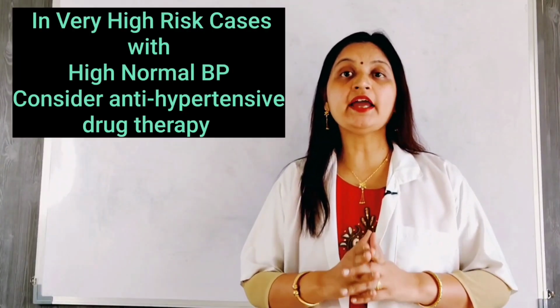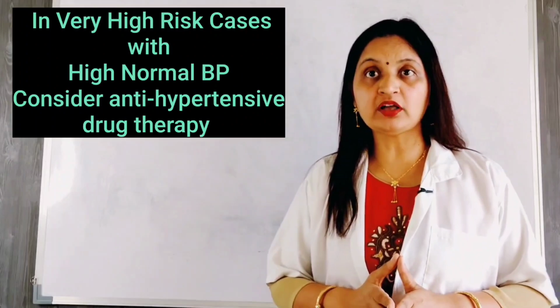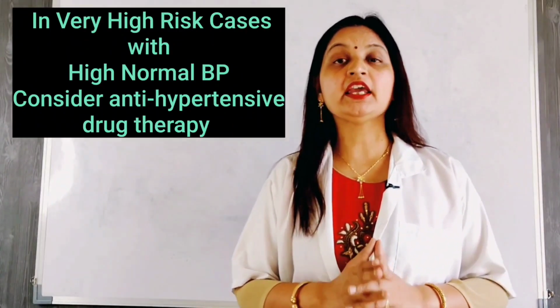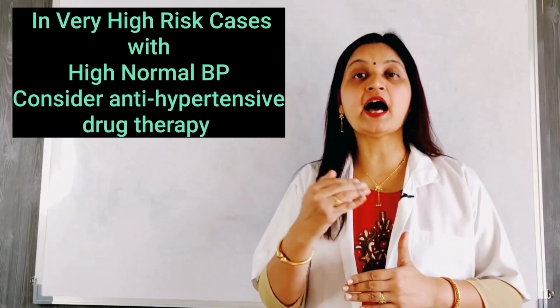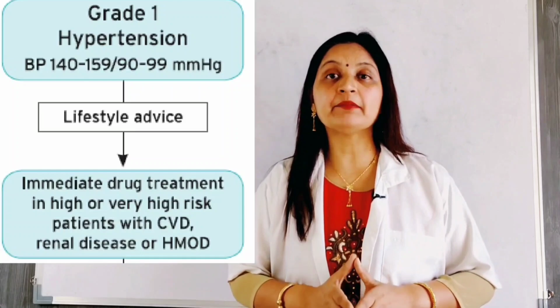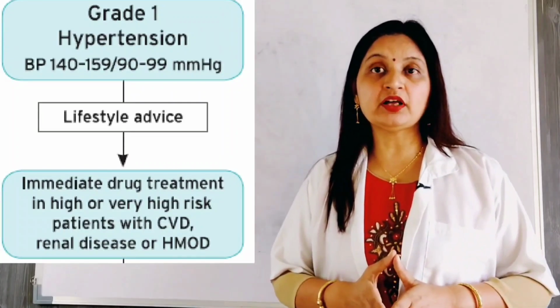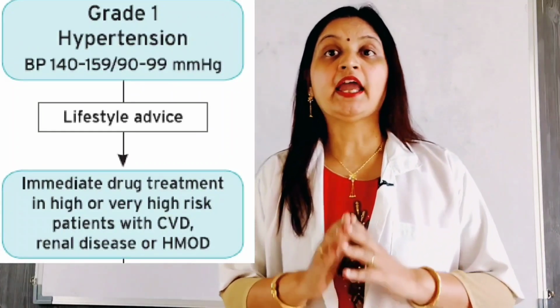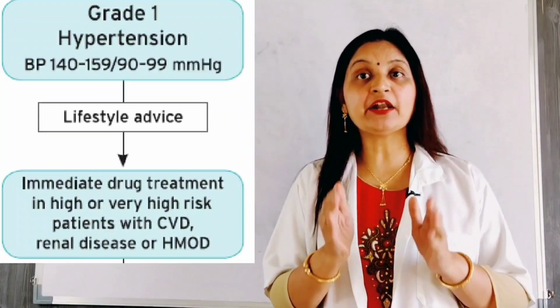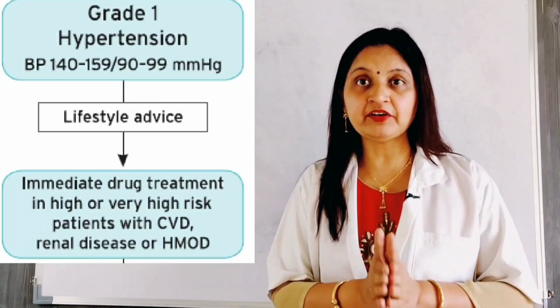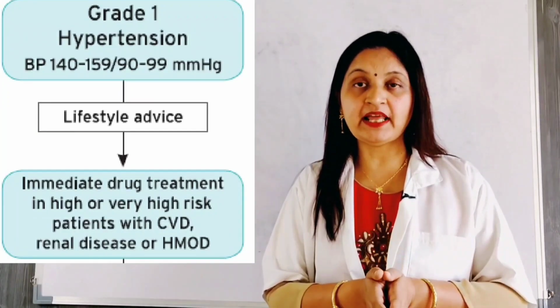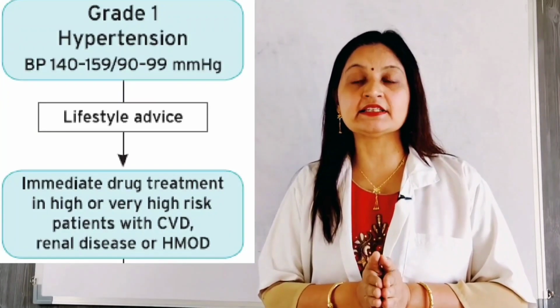So in these high-risk cases, antihypertensive drug therapy should be initiated even when the blood pressure is in the normal range but towards the higher side. Next, we move on to grade 1 hypertension, where antihypertensive drug therapy should be initiated in very high-risk cases and also in high-risk cases in presence of left ventricular hypertrophy or diabetes mellitus or chronic kidney disease.